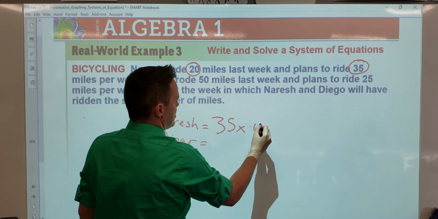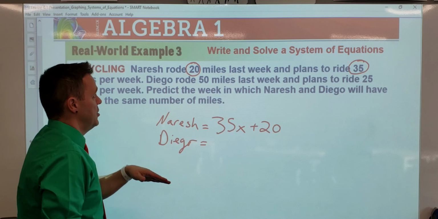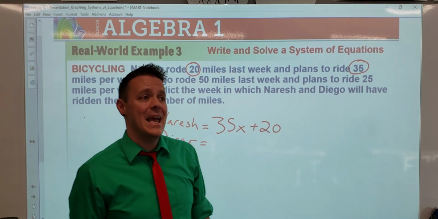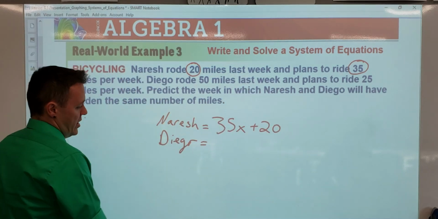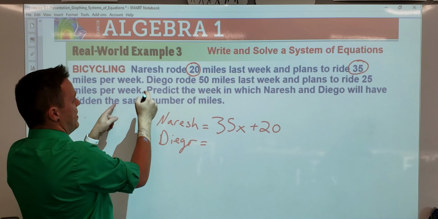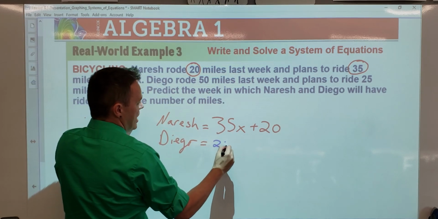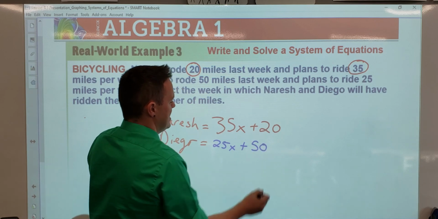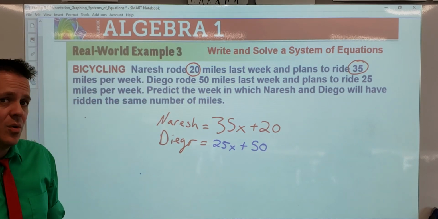And this would be plus 20 because Naresh didn't start at 0. They already started at 20, and now you're adding on to it. Same with Diego then. All right, Diego starts off, and he is going to go 25 miles per week. Okay, so he's going 25 per week, but he already started last week. He did 50. He got a little bit of a head start, but he's going a little slower.